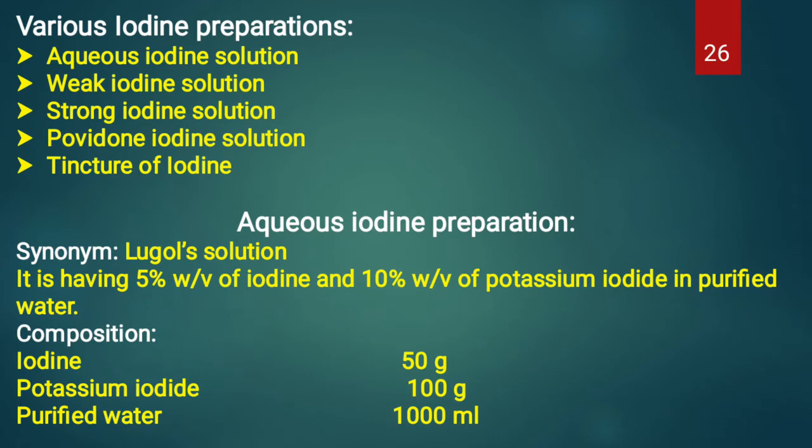Aqueous iodine preparation. Synonym is Lugol's preparation, that is, it is also called as Lugol's solution. Aqueous iodine preparation is known as Lugol's solution. It is having 5% weight by volume of iodine and 10% weight by volume of potassium iodide in purified water. Composition. It contains 50 gram of iodine and 100 gram of potassium iodide as well as 1000 ml of purified water.